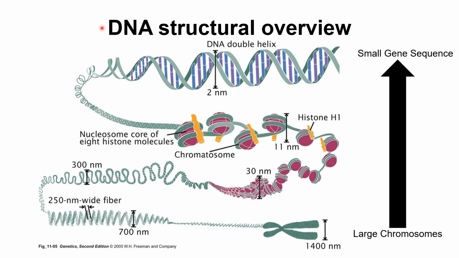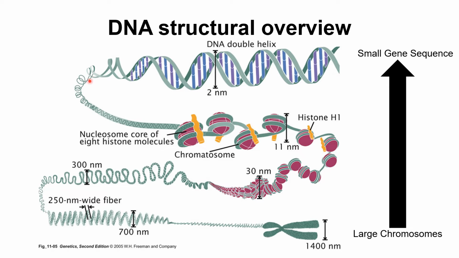Hey, my name is Zach, and I'm going to cover a DNA structural overview. I'm going to start by looking at the DNA double helix. It is shown here. This is at the smallest gene sequence. We can see these bases shown in blue, purple, and blue, and the green represents the backbone.